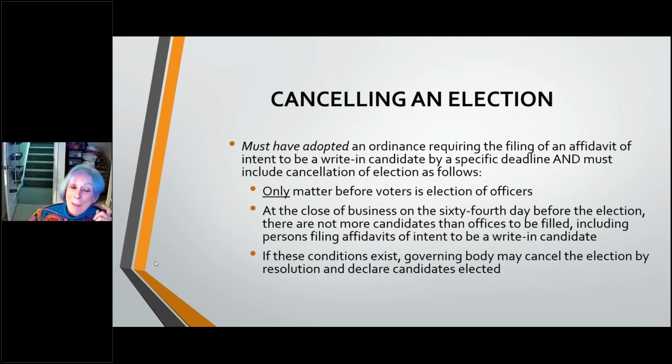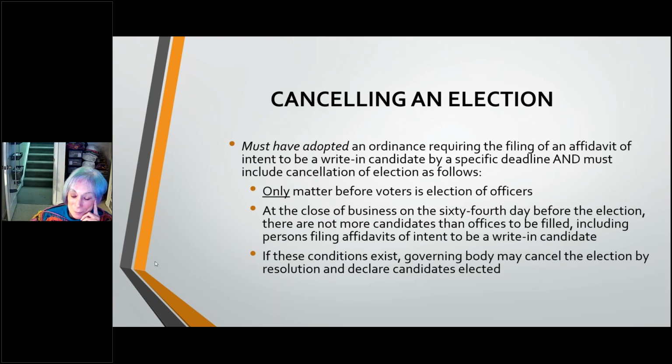The reason we put that deadline in statute is to enable people to cancel their election if they meet certain requirements. So hopefully that answers the question. If you don't have an ordinance, get one passed. Go on the listserv as soon as you're done with this webinar, ask somebody for a copy of their ordinance, and then do it before the election so that you can cancel the election.